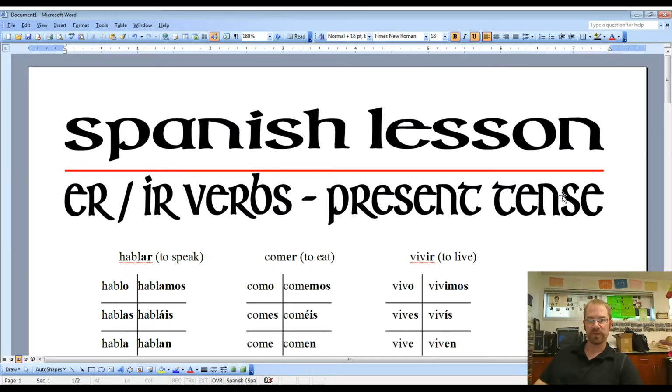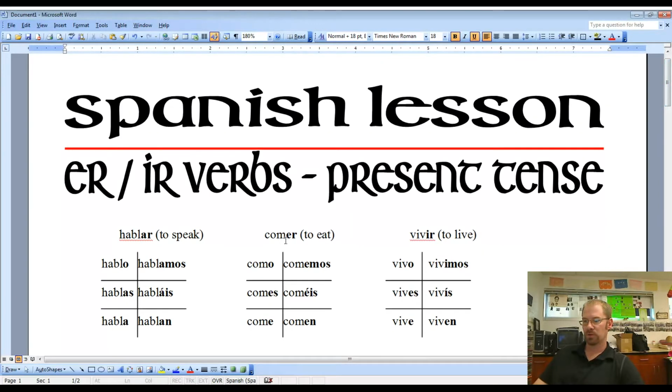These are regular verbs, meaning they're not boot verbs or stem-changing verbs. They all follow a normal pattern. If you haven't learned what boot verbs or stem-changing verbs are yet, don't worry about it. If you're just now learning to use these ER and IR verbs, that's what we're going to do here.